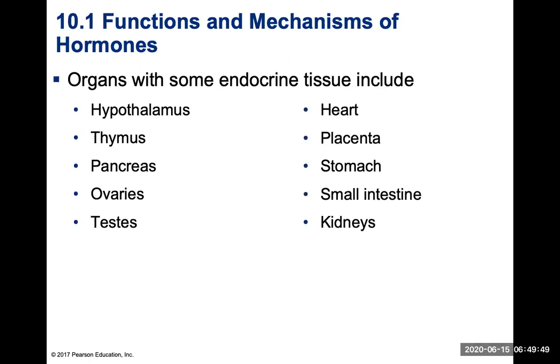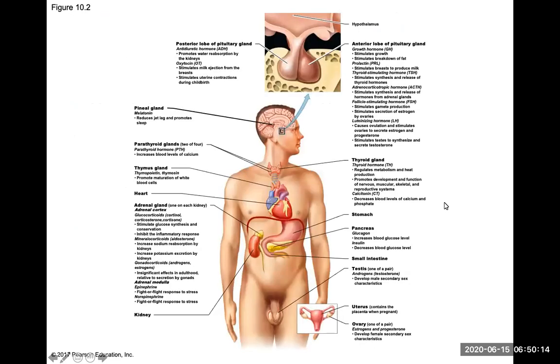And these are organs with some endocrine tissue. So the endocrine tissue is involved in these organs, and you can see them here: the hypothalamus and the thymus. The hypothalamus is in the brain. The thymus is in part of your lymphatic system: pancreas, ovaries, testes, heart, placenta in childbearing, stomach, small intestine, and kidneys. So here's just a brief overview of the endocrine system and some organs that have endocrine tissue in them.